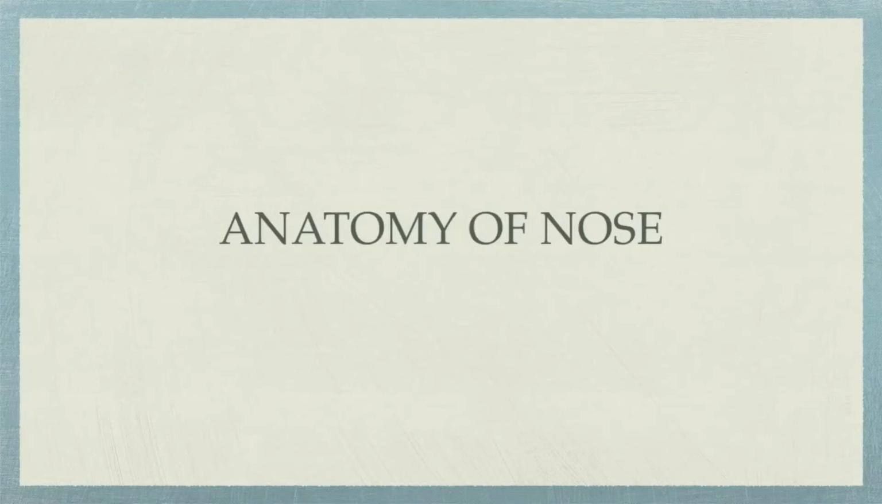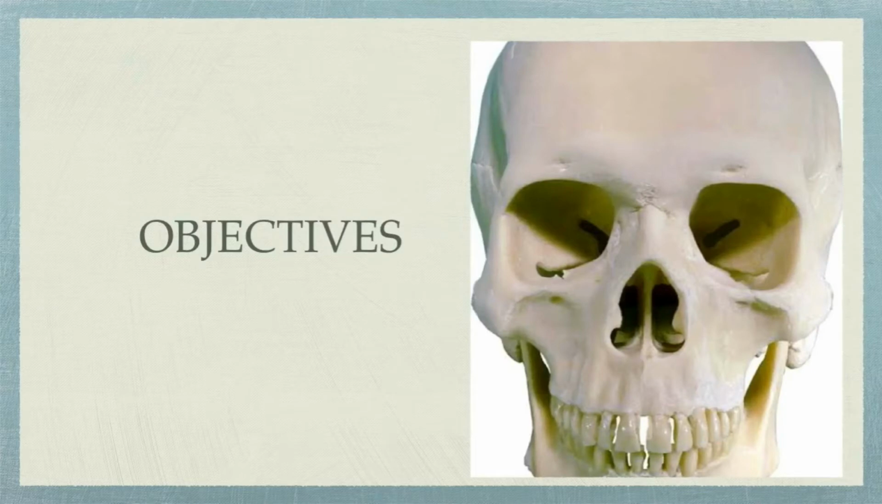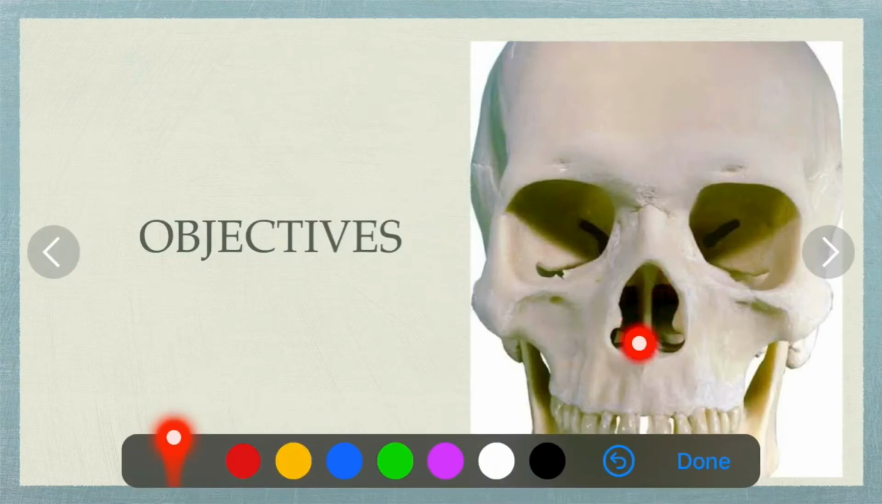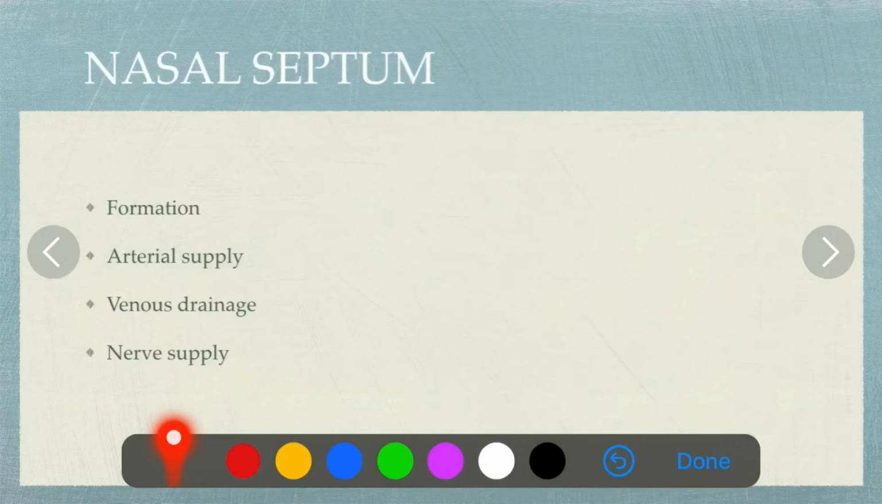Hello everyone, in this video we'll be dealing with the anatomy of the nose. Today we'll be discussing the nasal septum and the lateral wall of the nose. Under the nasal septum, we'll further discuss its formation, blood supply and its nerve supply.